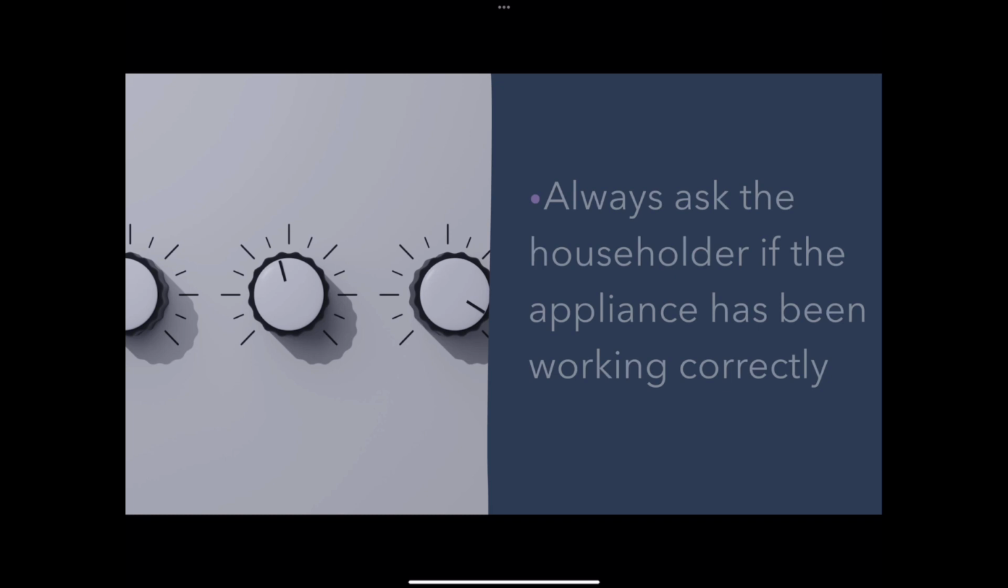Now the first thing is always ask the householder if the appliance has been working correctly. They can give you clues and little hints that you may have to investigate further, but it's a nice little shortcut to say, look, is everything working as you expect it to work? If they say no, I've got such and such a problem, you can investigate that as part of your visual examination, but always ask the householder first.